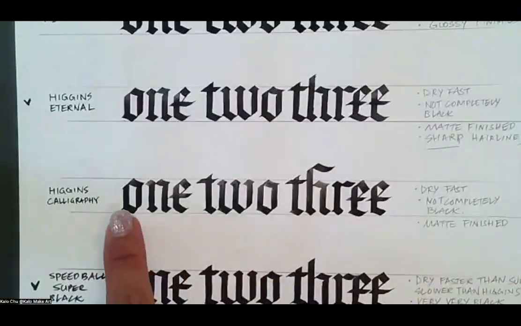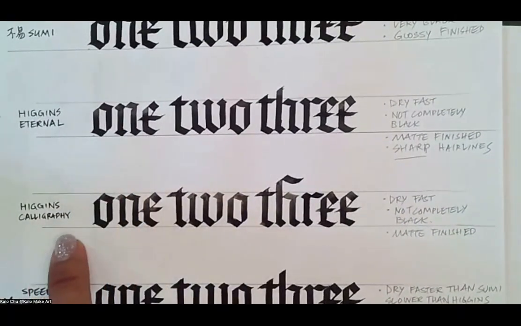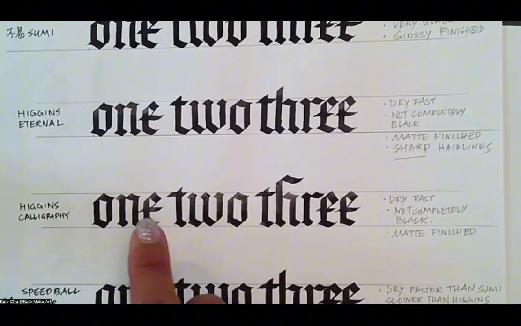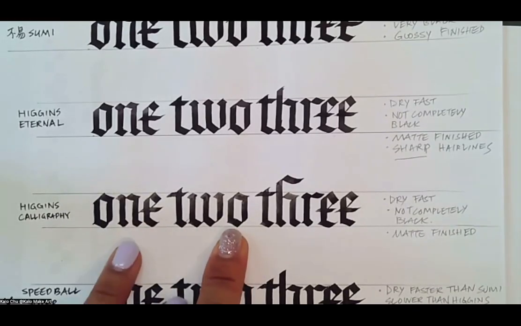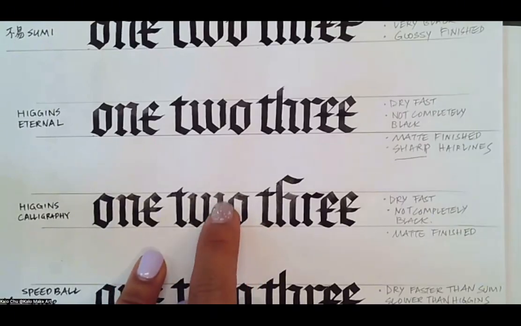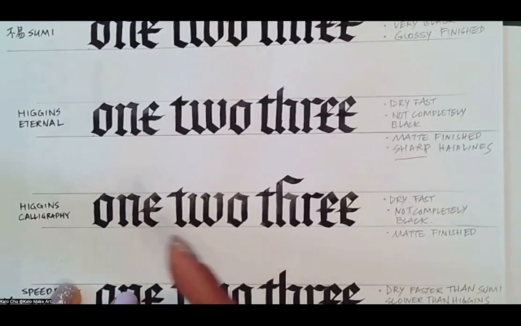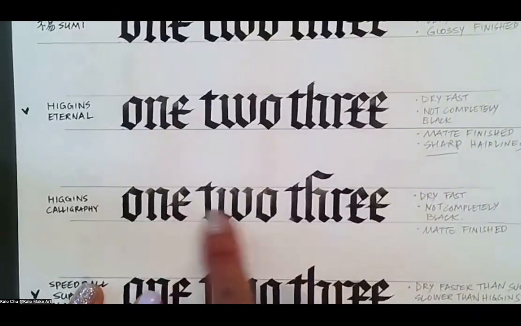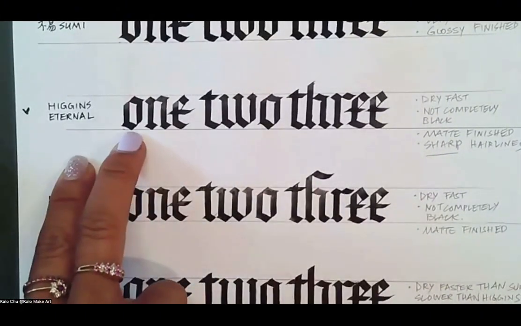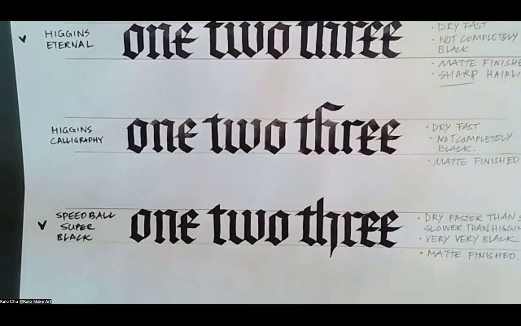Now, the Higgins calligraphy ink, I find it not as great as the Eternal. It's okay for pointed pen calligraphy, because when we write pointed pen, it's a lot thinner. But when you write with a broad edge, I noticed the color is not consistent. Sometimes darker, sometimes lighter, even when I have loaded the nib with a lot of ink. The benefit is it dries fast. But it's not completely black and it's a matte finish. I wouldn't say this is something I would go for. Definitely love Higgins Eternal.